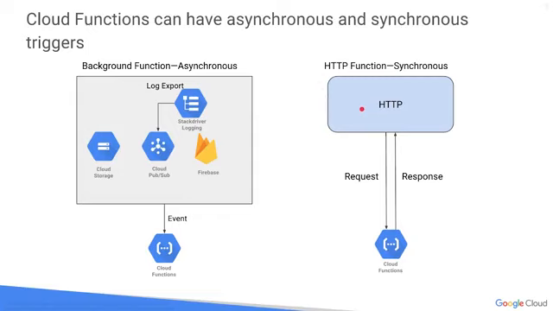Remember, Cloud Functions have a default timeout value of 60 seconds. Ensure that the function will complete execution before timing out. For HTTP functions, it's important to keep the execution time to a minimum to avoid a negative user experience.